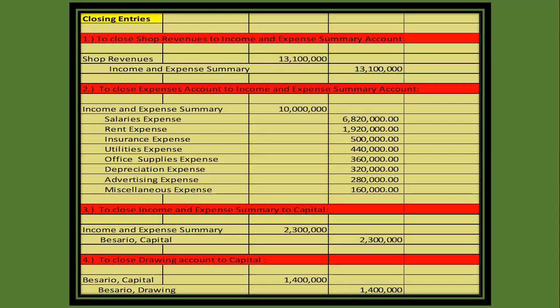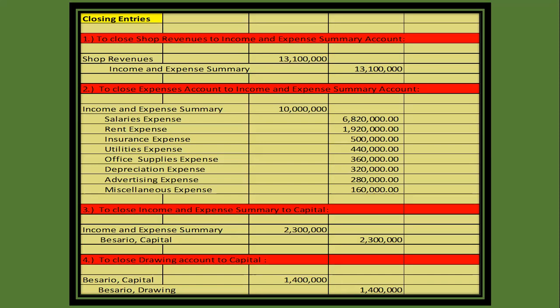Okay, so after that, since it's just a temporary account, you need to close the income and expense summary to capital. So this is how you do it. Number 3, to close income and expense summary to capital. So debit, because after you have posted all the two entries on your income and expense summary, it will have a credit balance of 23. Since it has a credit balance, you need to zero out your income and expense summary. So you need to debit it by 23. So debit income and expense summary 23, then close it to your capital.